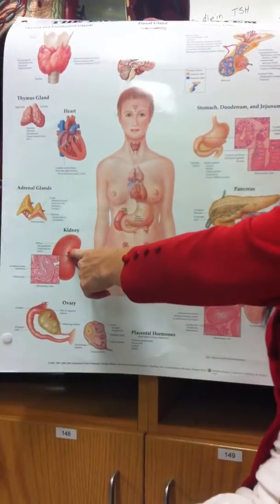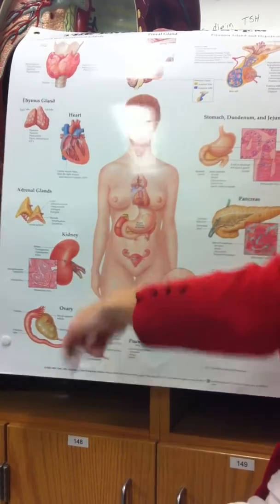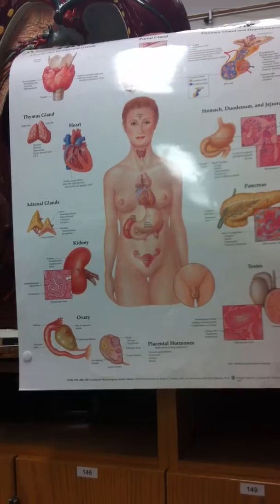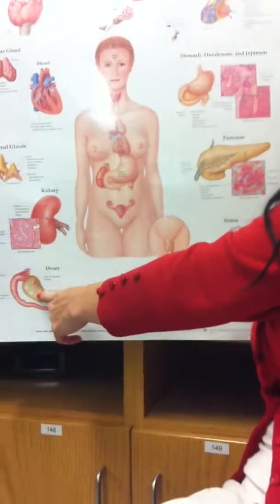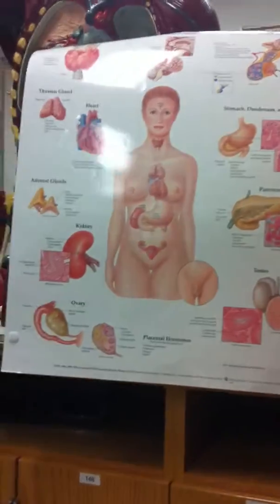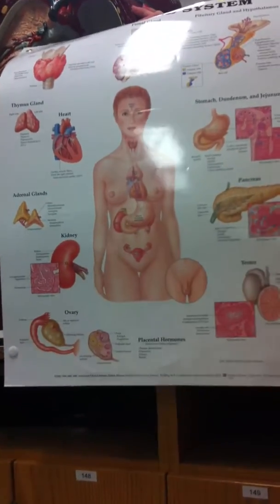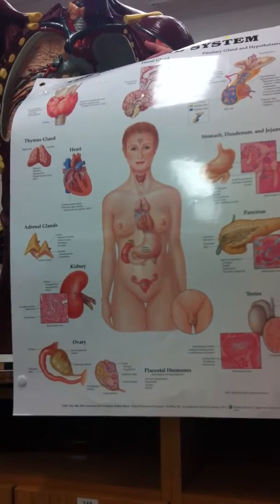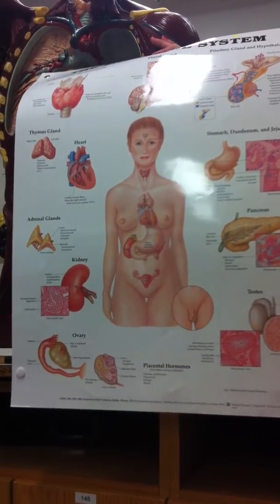Name a hormone that acts on this tissue. Vasopressin, which is antidiuretic hormone, same thing. Name a hormone produced by this tissue. Estrogen. Name a hormone that acts on this tissue. Go easy, go easy. Estrogen. What else acts on it? Follicle stimulating hormone. Luteinizing hormone.